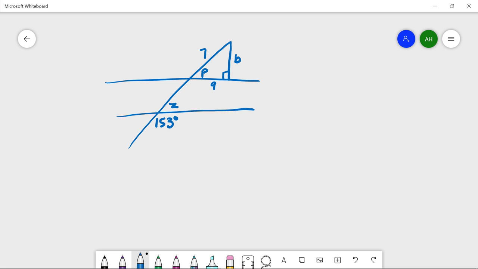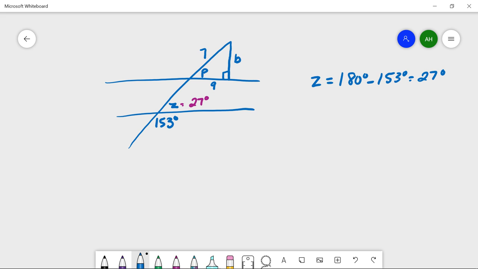The first thing we know for angle Z, Z and this 153, those are going to be supplementary, so they equal 180 degrees, right? So Z equals 180 degrees minus the 153 degrees. So that tells me that Z equals 27 degrees. Okay, so I know now that Z equals 27 degrees. All right, that's how I found Z.